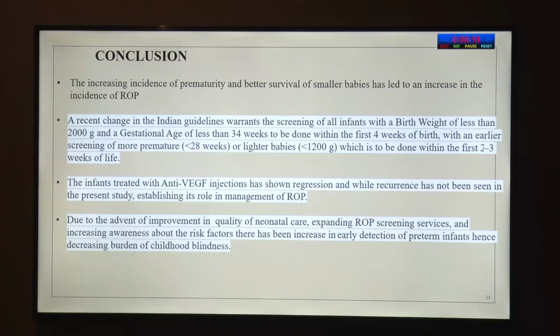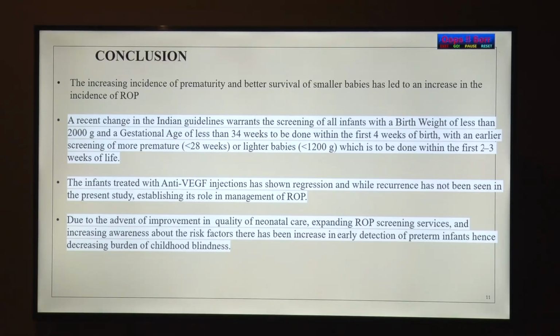So I would like to conclude by saying that a recent change in Indian guidelines warrants the screening of all infants with a birth weight of less than 2,000 grams and gestational age of less than 34 weeks, which should be done within the first 4 weeks of birth, with an earlier screening in infants born before 28 weeks or lighter babies less than 1,200 grams.